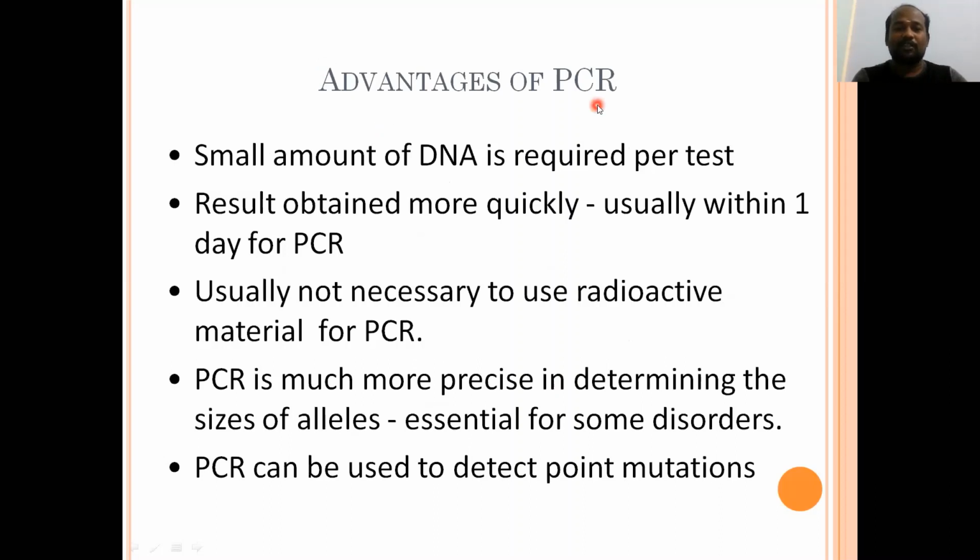Advantages of PCR include that it needs only a small amount of DNA. Since we need only a small amount of DNA for PCR, the results obtained will be quicker. Within a day, we may get the PCR results. Another is we are not using radioisotopes, so there is no radiation hazard during the PCR process. PCR is much more precise in determining the size of alleles in the case of some genetic disorders. PCR can be used to detect point mutations. These are a few advantages of PCR. There are many advantages over other diagnostic techniques.